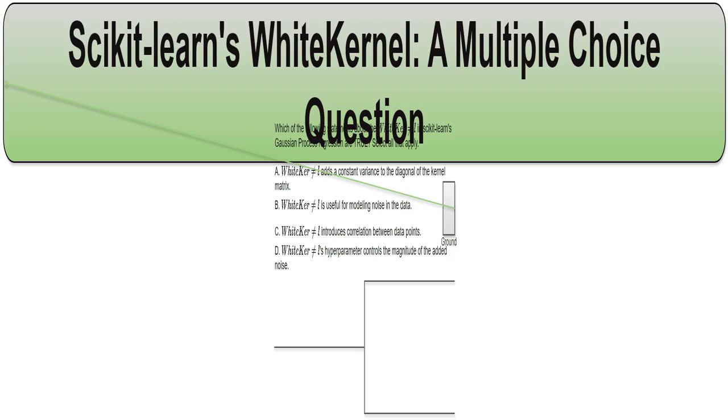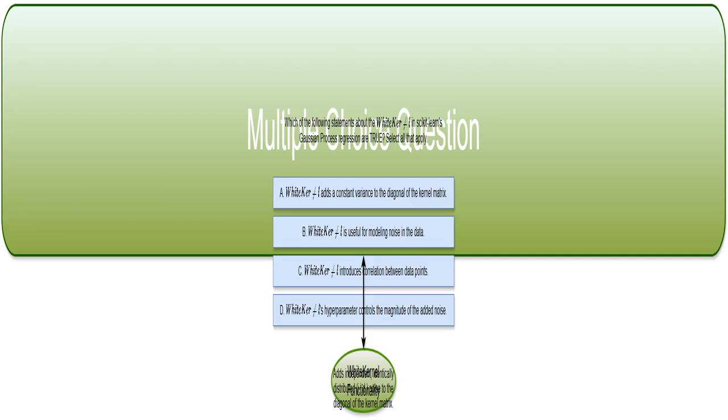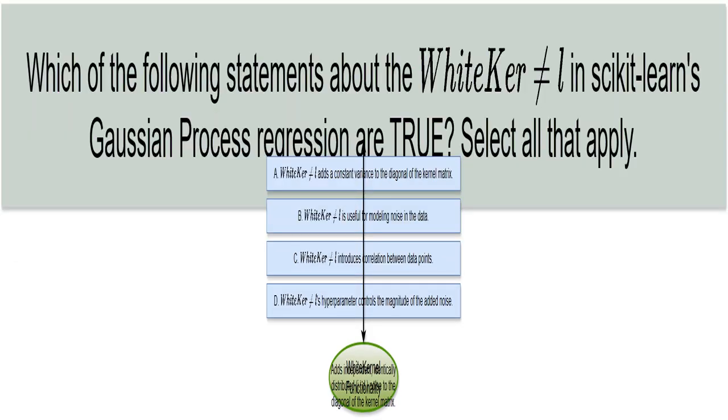This is simply the title of the quiz question. This problem focuses on understanding how the WhiteKernel function works within scikit-learn's Gaussian process regression. It's all about knowing the facts and how WhiteKernel impacts the process. We'll tackle a multiple-choice question, testing your understanding of WhiteKernel's behavior. Get ready to show off your knowledge. I'll present 4 statements about WhiteKernel. Your job is to identify which are correct. Let's see how well you grasp the concept.